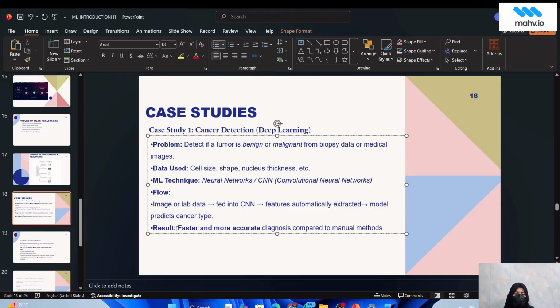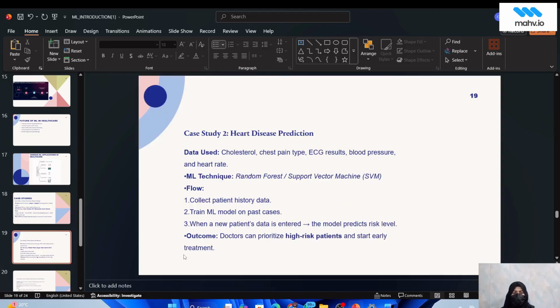And after that, the result is faster or more accurate diagnosis compared to the manual method. So this is basically cancer detection, where deep learning is used. We will also see heart disease prediction, in which the data used is cholesterol, chest pain type, ECG results, blood pressure, and heart rate.